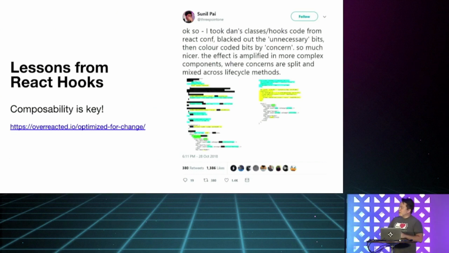And then one more lesson from React hooks: composability is key. I think a lot of people might have come across this image where the concerns for different behaviors might be separated throughout a component, and hooks let you group them together in reusable fashion. And I think that's something that's really useful for optimizing for change. Like, it helps you to make your code easy to move around so that you don't have append-only code. You don't have that feeling where you're afraid to touch your code because, hey, it works, just don't touch it.